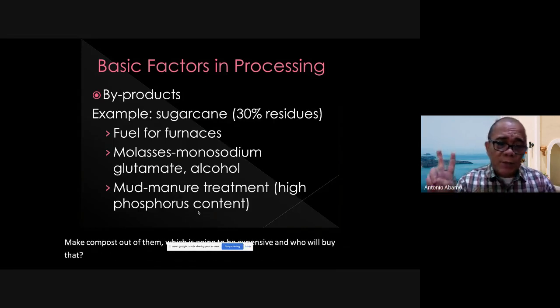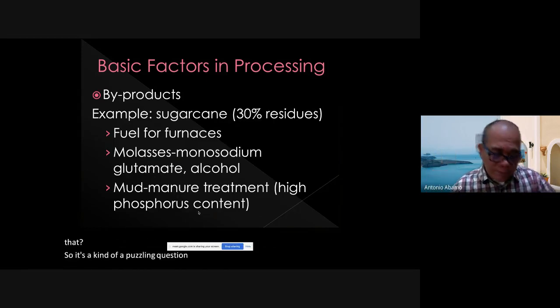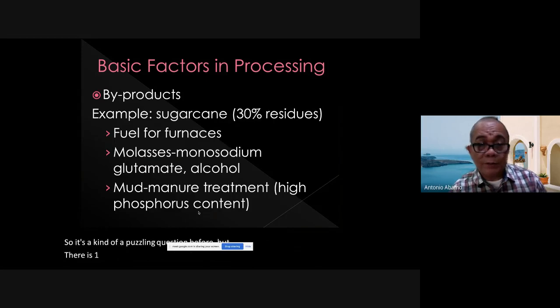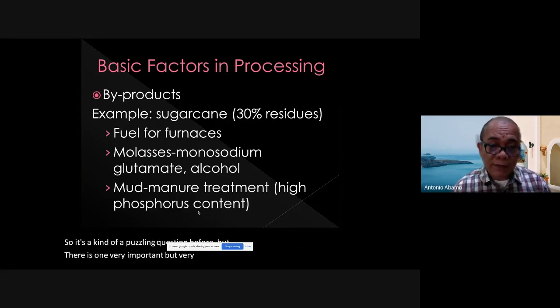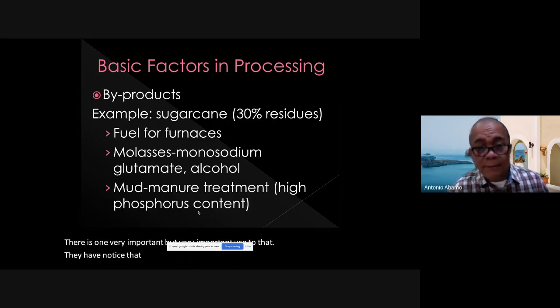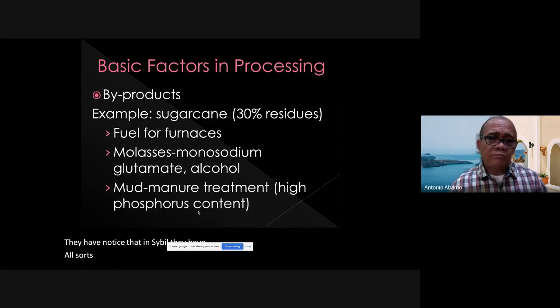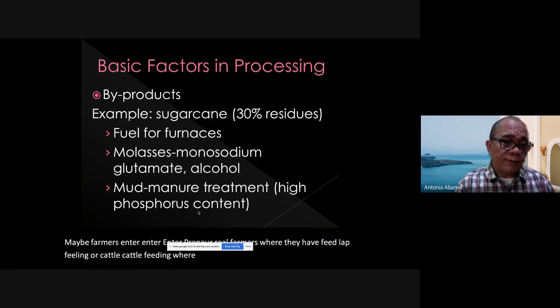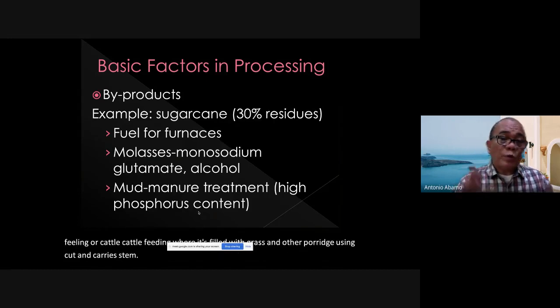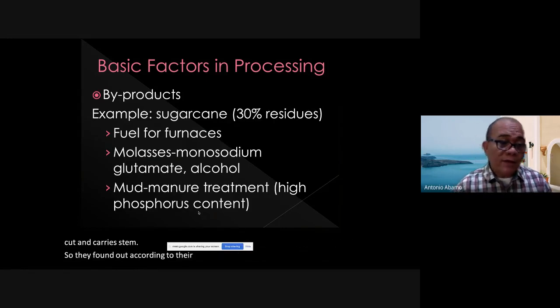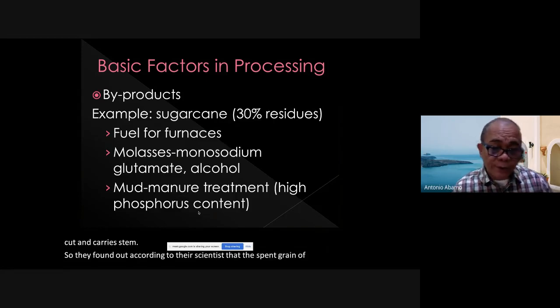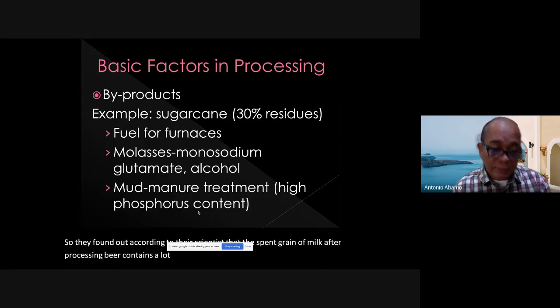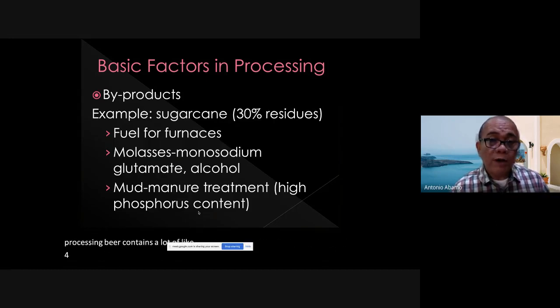So it's a kind of puzzling question before, but there is one very important use to that. They have noticed that in Cebu, they have all sorts of entrepreneurial farmers, where they have feedlot feeding or cattle feeding, where it's fed with grass and other porridge using the cut and carry system. So they found out, according to their scientists, that the spent grain of malt after processing beer contains a lot of porridge useful for feeding the cows.